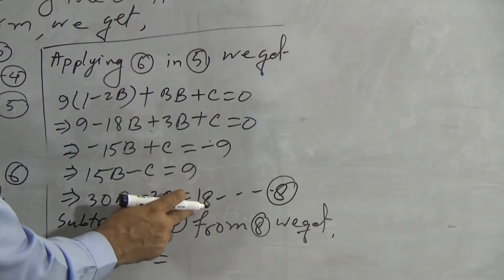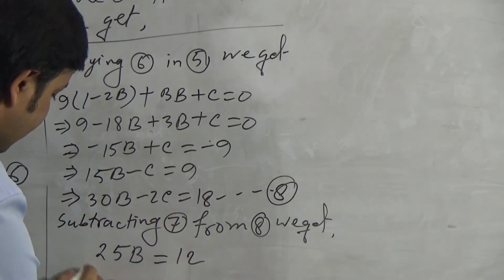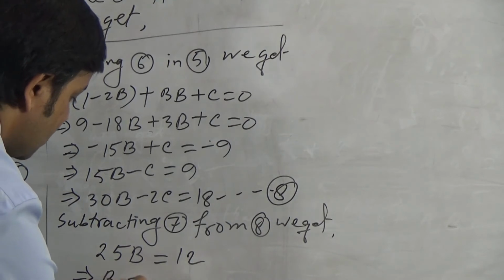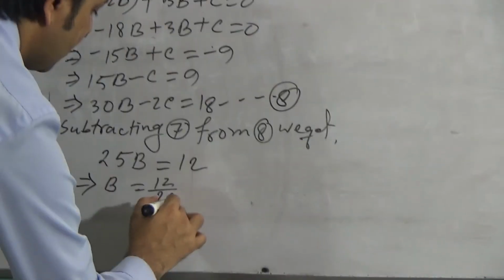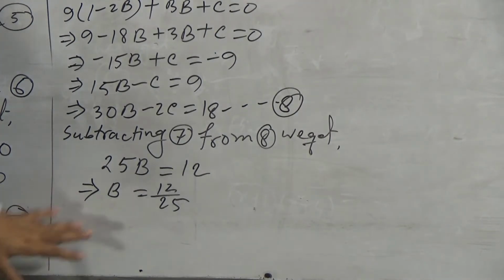So we have to subtract 6 from 18, and we'll get 12. So we can write b equal to 12 by 25. So we have obtained the value of b. Now if we put the value of b in equation 6, we'll get the value of a. If we put the value of b in equation 7, we'll get the value of c.